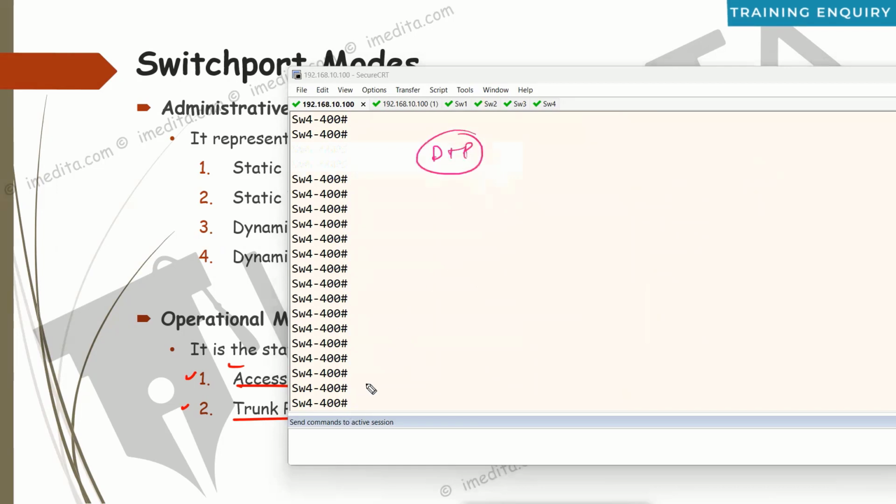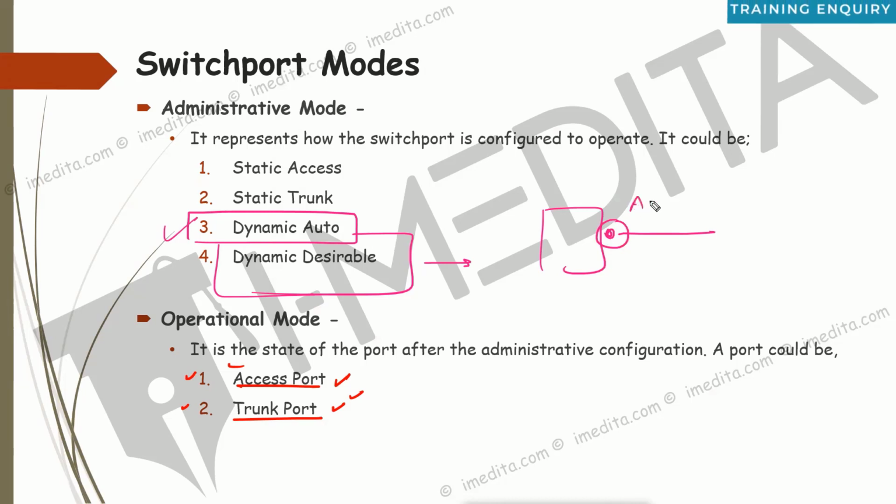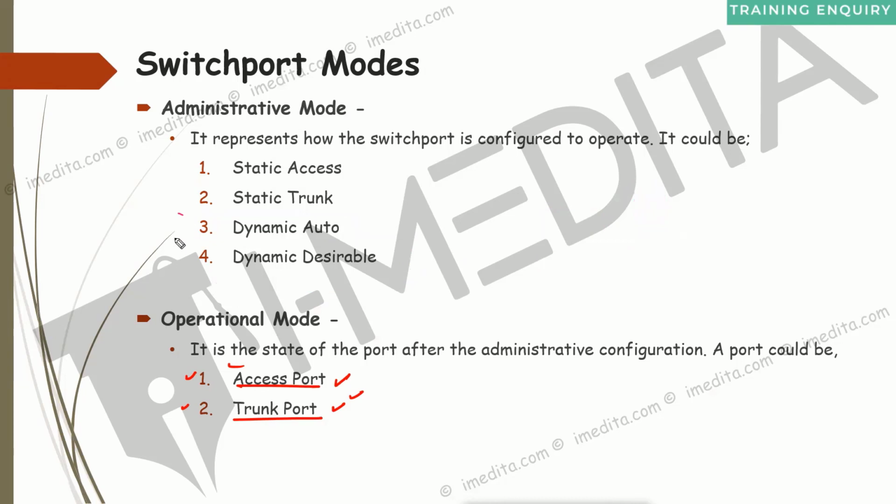By default, Cisco Catalyst switches run DTP on all the interfaces. Either they will be in dynamic auto or dynamic desirable mode. Most of the Catalyst switch platforms come in dynamic auto. Some switches are in dynamic desirable mode as well, but most Cisco Catalyst switches come in dynamic auto mode. That means they will choose automatically if the port is going to be access or trunk. So based on the administrative configuration, how the port is actually operating is defined in the operational mode. Either the port will operate as an access port or the port will operate as a trunk port.